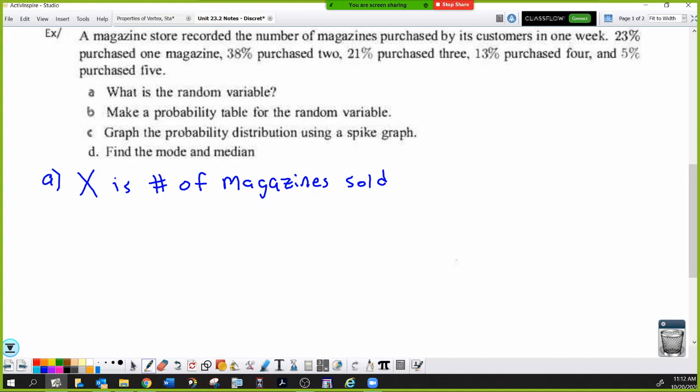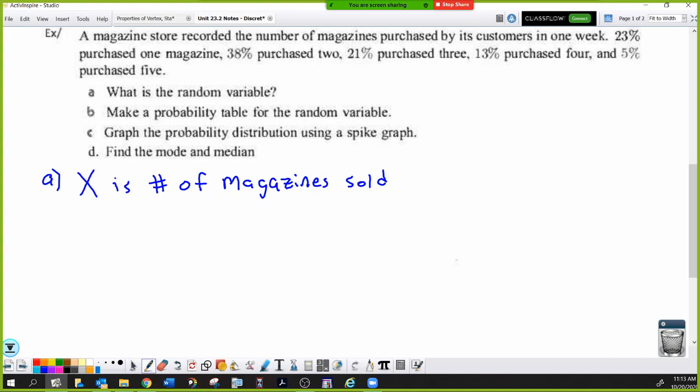So the values that capital X could take on, 1, 2, 3, 4, 5. Notice that we weren't told 0 magazines. I guess we're assuming that if you walk into the store, you're buying a magazine. So the values that X could take on, which would be the domain, are 1, 2, 3, 4, 5. The range, the Y values, are actually the probabilities that they gave you, those percentages. But rather than putting them as percentages, we're going to put them as decimals.